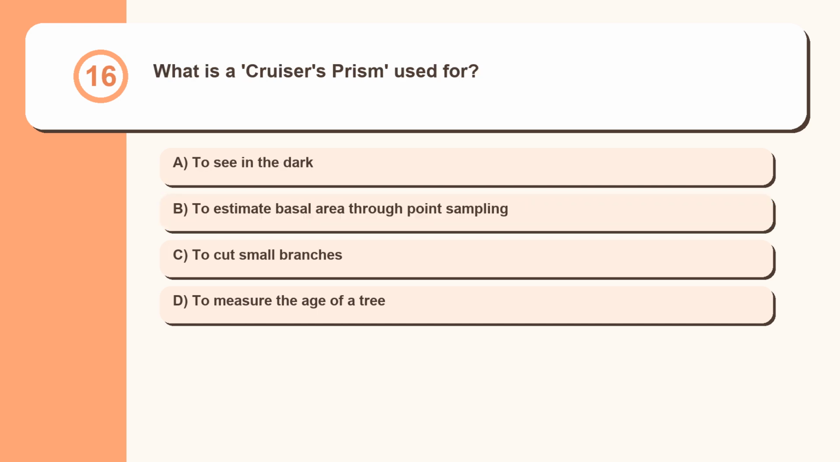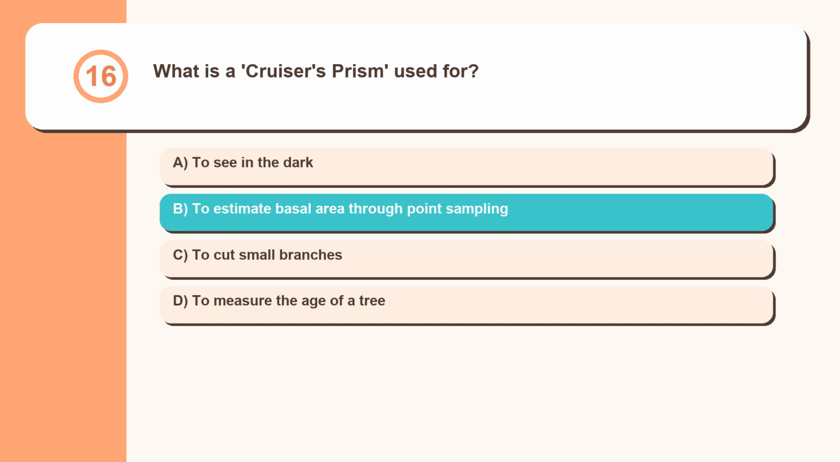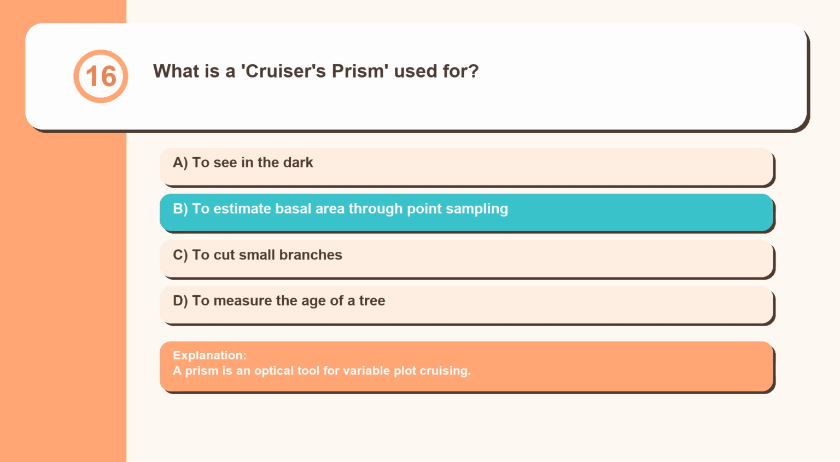Question 16. What is a cruiser's prism used for? To see in the dark, to estimate basal area through point sampling, to cut small branches, to measure the age of a tree. A prism is an optical tool for variable plot cruising.